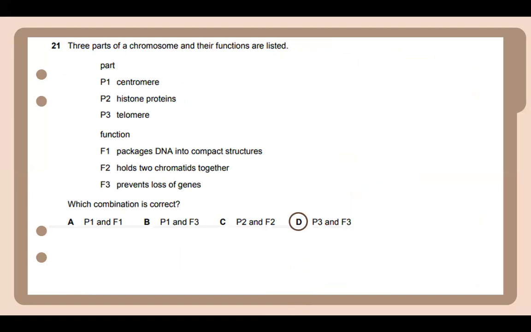3 parts of a chromosome and their functions are listed. Which combination is correct? The answer will be D, which is telomeres.